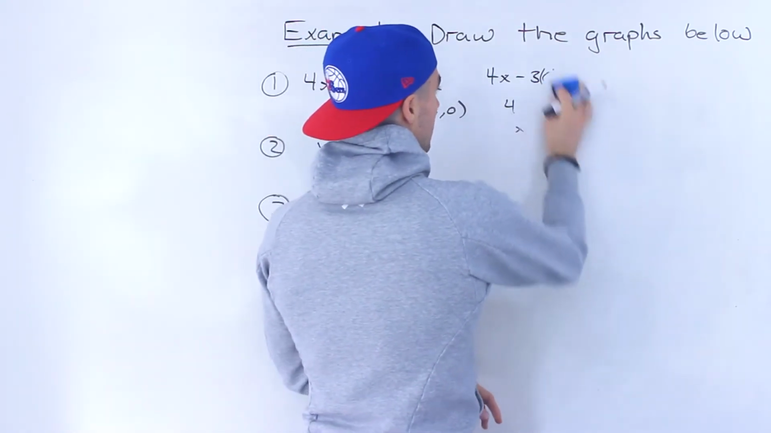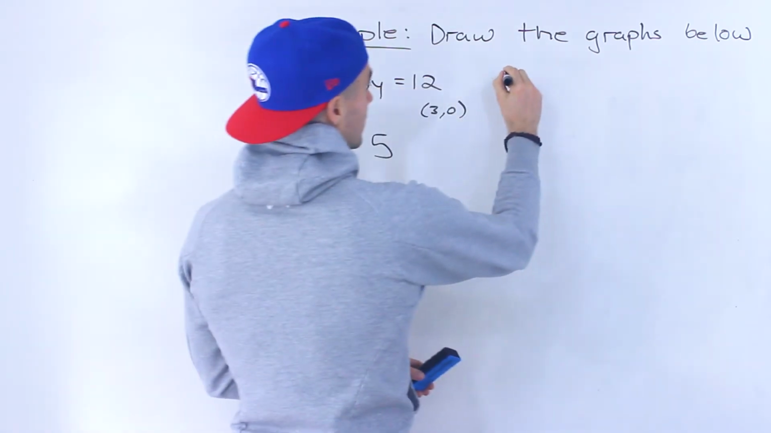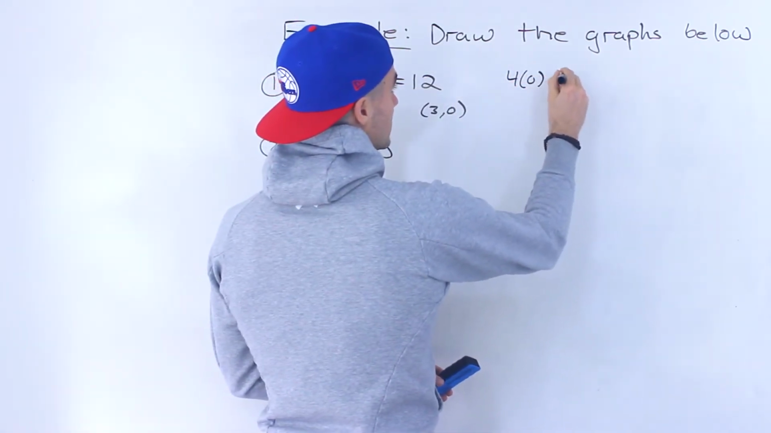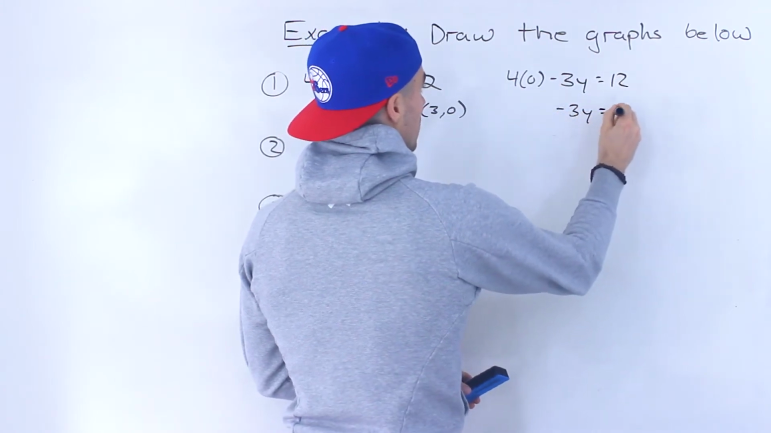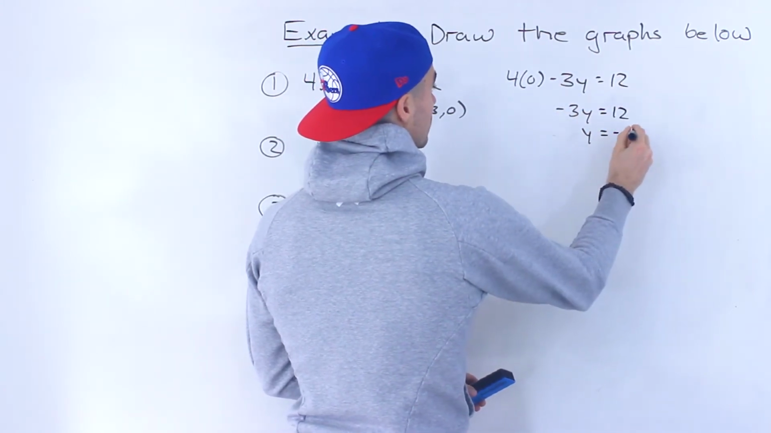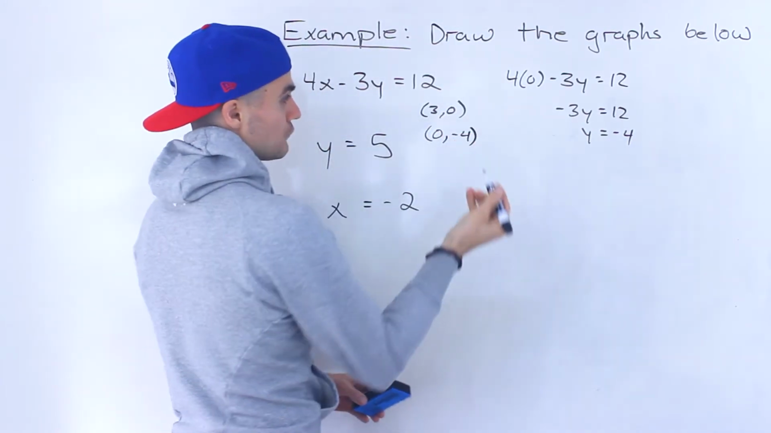And then if I wanted to find the y-intercept, I could plug in 0 for x. So I would end up with 4 times 0 minus 3y is equal to 12. So negative 3y would equal 12, which means y would be negative 4. So another point would be 0 and negative 4.